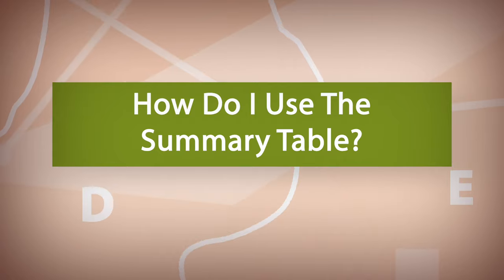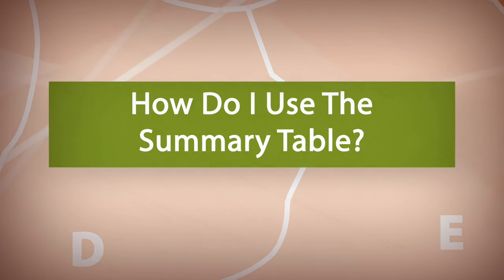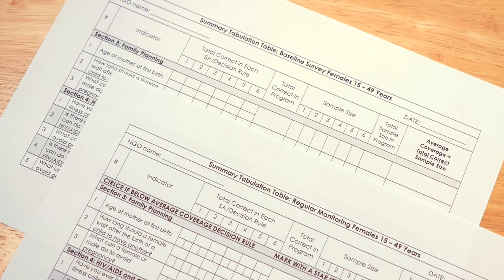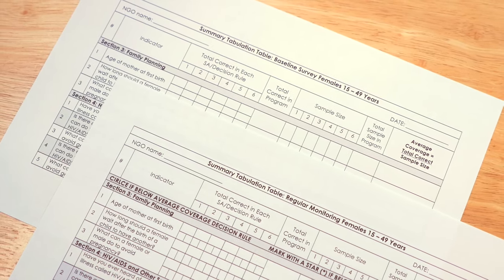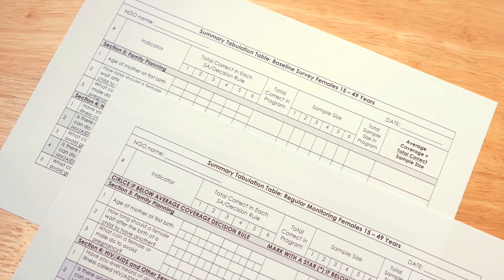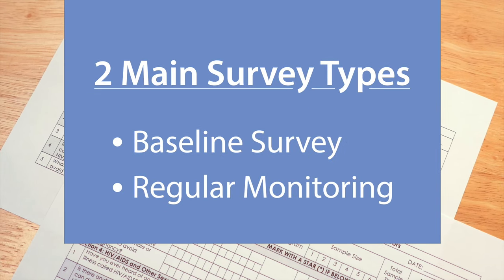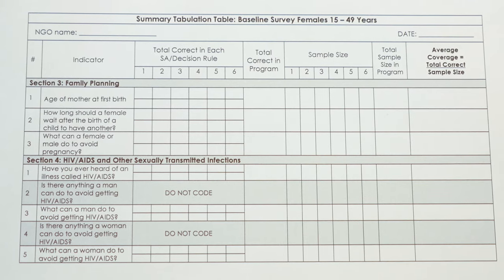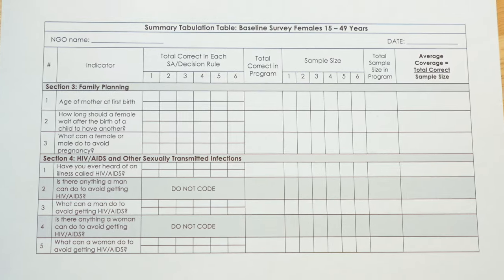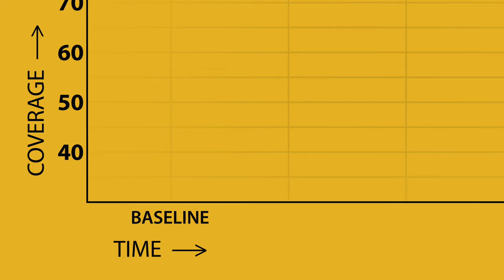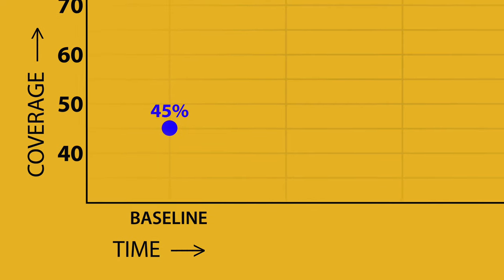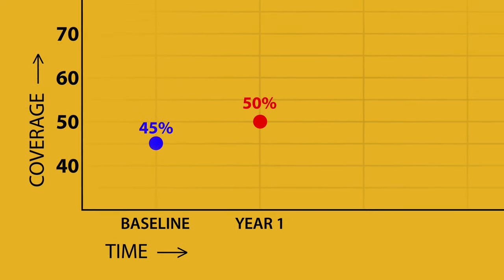How do I use the summary table? To complete the summary table, you need to know what type of survey you are conducting. There are two main types of survey, a baseline survey and regular monitoring. A baseline survey is the first time a survey has been run for that program in that region. It's used to measure the existing knowledge or quality of care in the region and allows us to set realistic targets for the future.